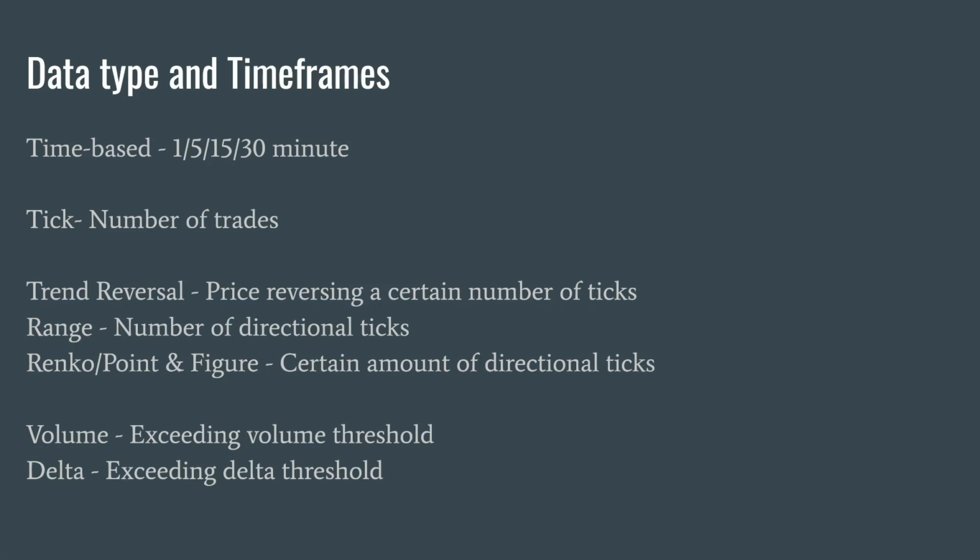So everybody by now should be very familiar with time-based charts. Every 5 minutes you print a new candle. With order flow tools, non-time-based will often be far more useful. The two that I want to point out are tick and trend reversal. So tick is every X number of trades. So if you're using 500 tick, every 500 trades that go through on that exchange, you're going to get a new candle. This is going to be great for execution, in my opinion.